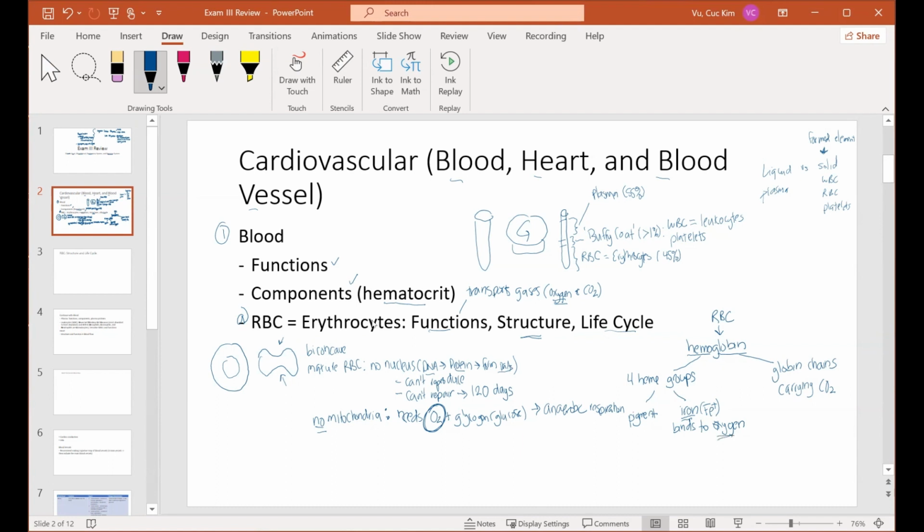Okay, so if in one hemoglobin you have 4 heme groups, which means 4 iron, how many molecules of oxygen can you carry in one hemoglobin? Nope, because one hemoglobin has 4 heme groups, and each heme group has 1 iron. So there's 4 iron altogether, which means each one can carry 1 molecule of oxygen. So altogether, one hemoglobin can transport 4 molecules of oxygen. Does that make sense? Questions?